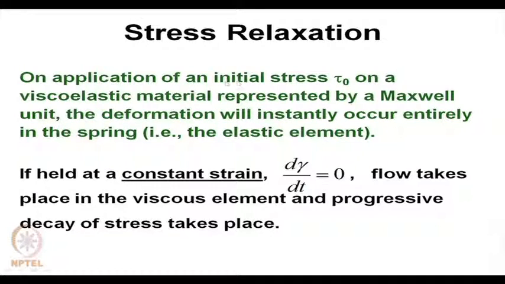Now, this stress relaxation: on application of an initial stress tau 0 on a viscoelastic material represented by a Maxwell unit, as I have shown in a series combination of a spring and a dashpot, the deformation will instantly occur entirely in the spring, that is the elastic deformation. If held at a constant strain, d gamma/dt would be equal to 0, and flow takes place in the viscous element only, and progressive decay of stress takes place. That progressive decay is called relaxation.